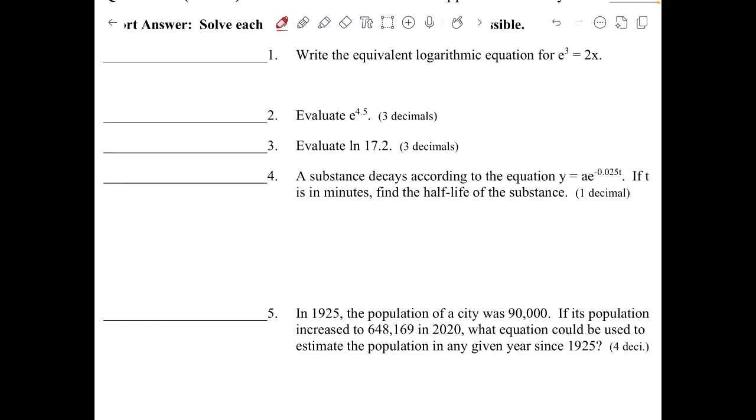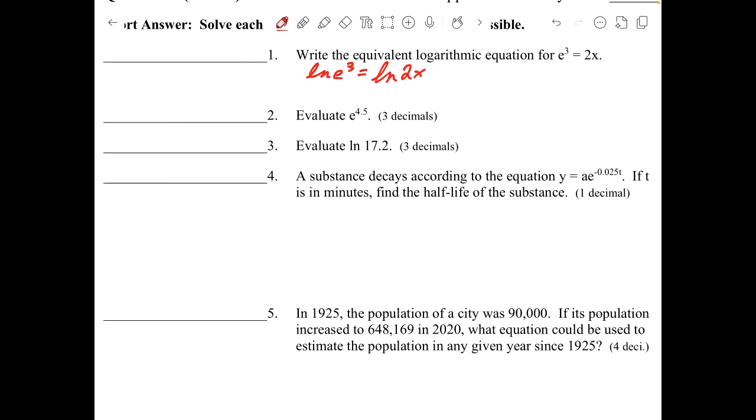Beginning with number 1, it says write an equivalent logarithmic equation for e cubed is equal to 2x. There are faster ways, but I'm going to show you the step-by-step method. First thing I can do is take the natural log of both sides. So I have the natural log of e cubed equal to the natural log of 2x.